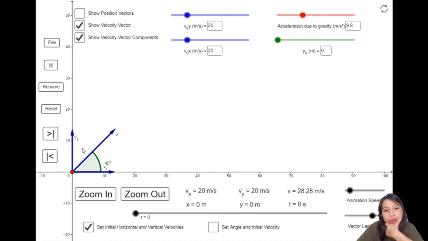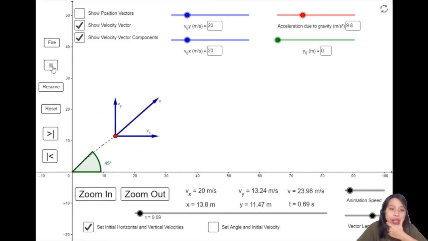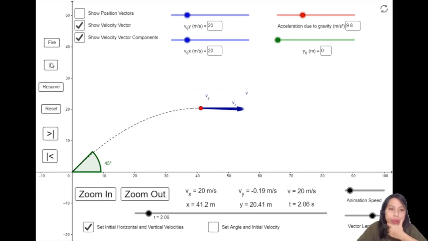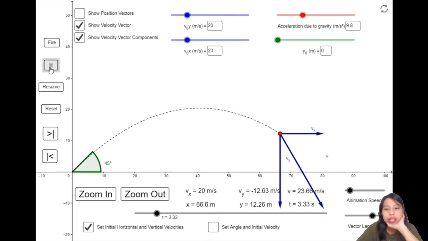But I want you to think about it this way. At the beginning, there are two components that contribute to this v. So it's pretty big. In fact, it's the biggest. Then as you fire, vy is getting smaller and smaller until at some point there is no vy. Then we say maximum height, there's no vertical velocity at all. So it's only the horizontal component that contributes to v. So here you can say v is the smallest already. Then v becomes bigger and bigger again.